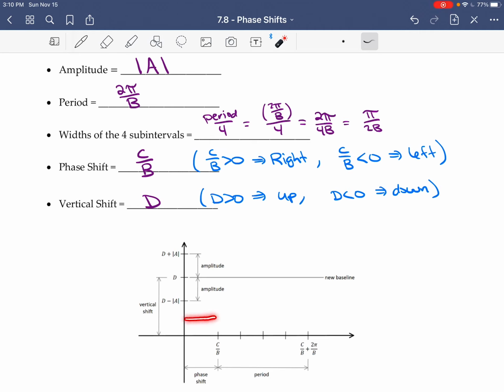The phase shift is going to move it over. So what we're going to do is find the new start. That's going to be at c over b. Then we're going to go from c over b to c over b plus 2 pi over b. So that's the period. We go from the beginning, which is our phase shift amount, to 1 period away, and then we split that interval into 4 bits. So from here to here is 1 period, and all of this is going to happen up here, where the baseline is.